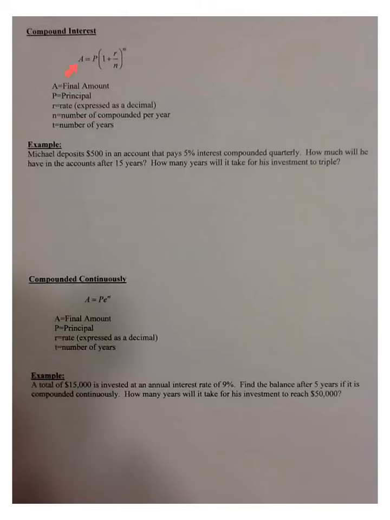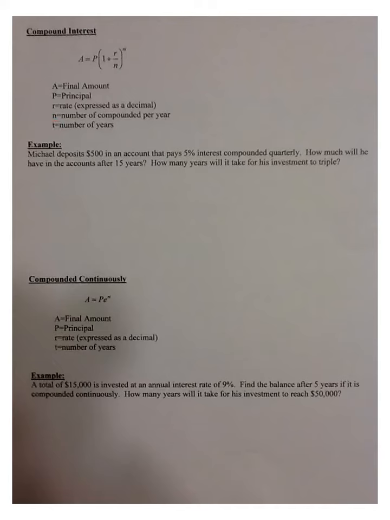So we have the compound interest formula. It's A equals P times 1 plus R over N raised to the NT power. A, this number here, is the final amount. It's your ending amount. So that's the amount you want in the account after a certain amount of time. P is the principal. That's what you invest. That's what you start with. R is the rate. The rate must be expressed as a decimal. So remember, to express as a decimal, you move the decimal 2 places to the left.